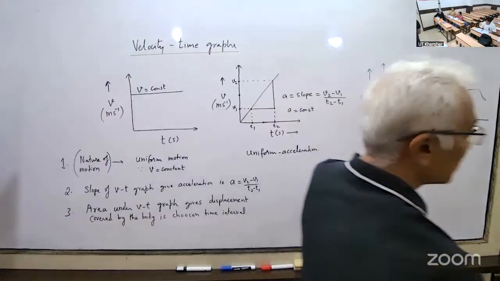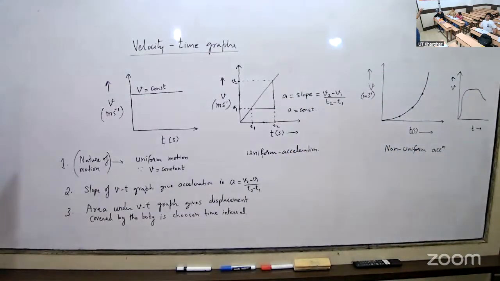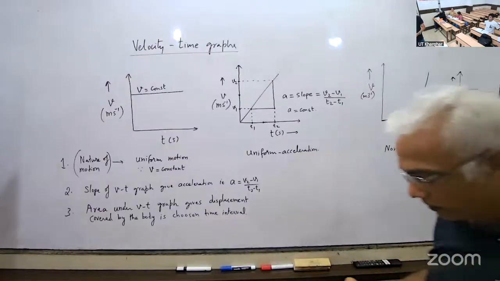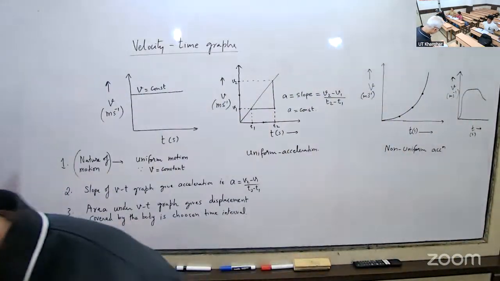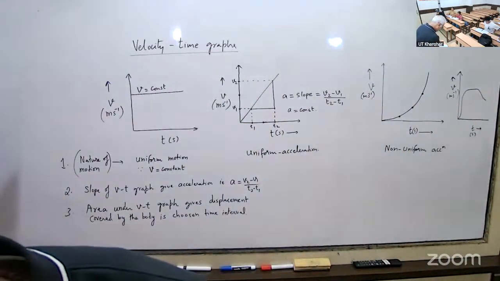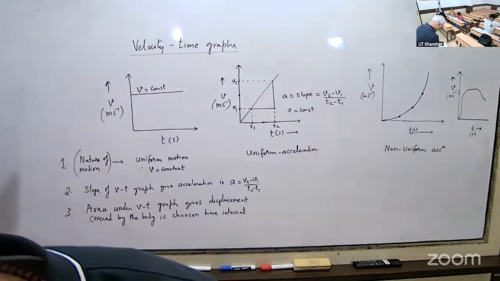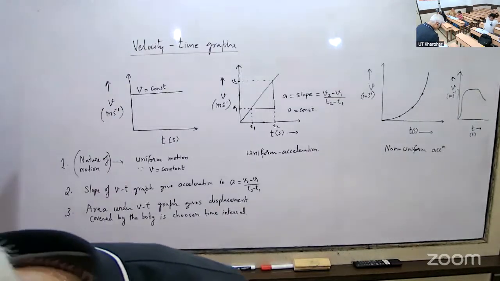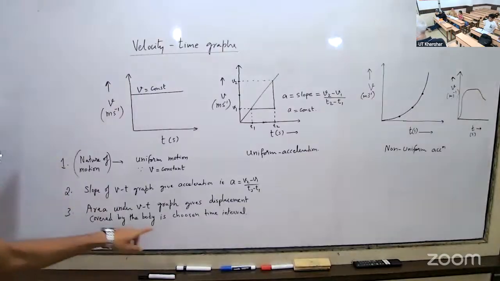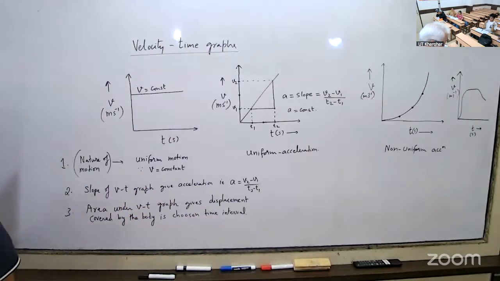So these two cases are non-uniform acceleration. Whenever the graph is not a straight line, it is a non-uniform acceleration. So this is meter per second, and this is second. So we have completed the velocity-time graph, right? The third case I need to discuss a little more. Let me know when you have finished all the graphs.